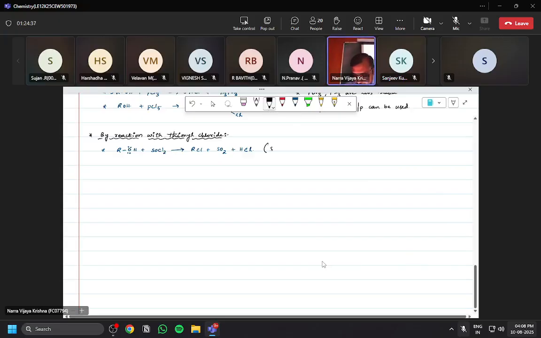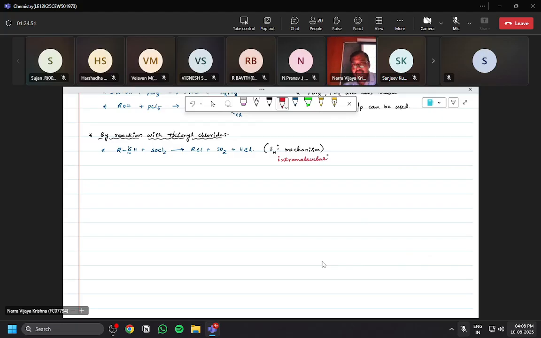Here the reaction will proceed via SNi mechanism, intramolecular nucleophilic substitution. So what happens first? First I am taking ROH in presence of SOCl2. In the first step, HCl is lost to form R-O-S double bond O-Cl. Correct, sir?